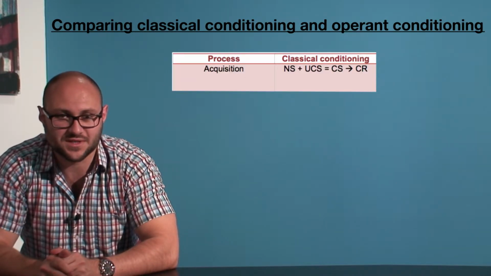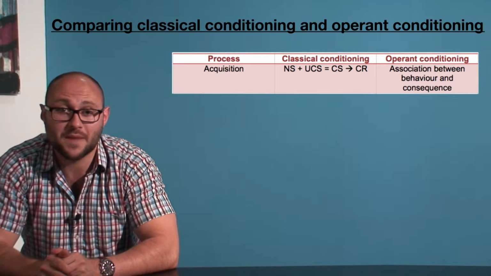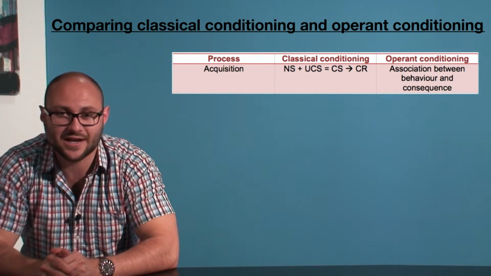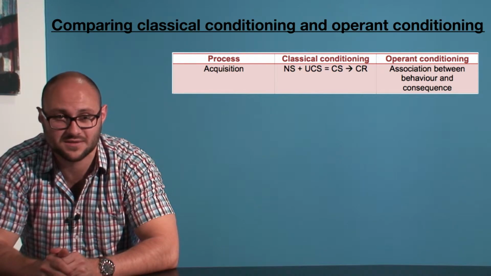First up, we have acquisition. In classical conditioning, acquisition occurs when the neutral stimulus and the unconditioned stimulus are associated in order to produce the conditioned stimulus, which elicits the conditioned response. Comparatively, in operant conditioning, acquisition occurs due to an association between a behaviour and its consequence.